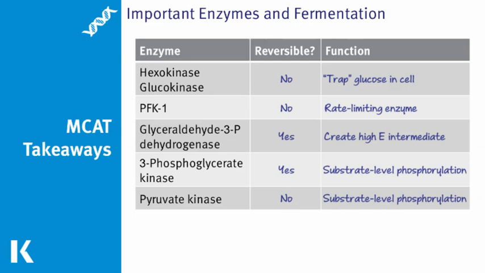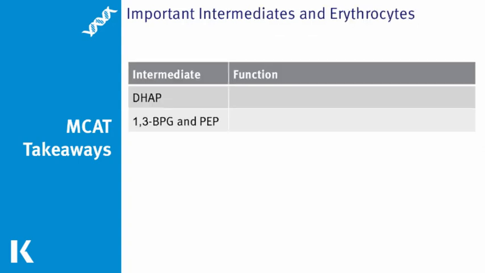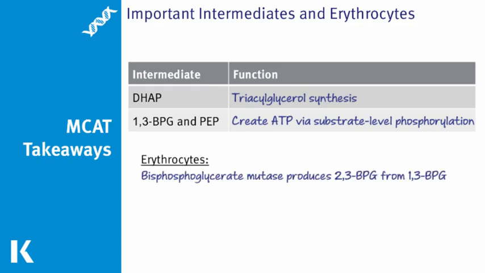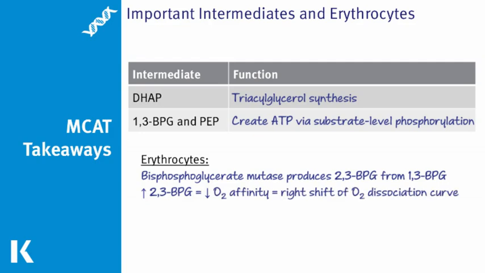Once glycolysis is finished, fermentation allows us to regenerate NAD+ in anaerobic conditions. We identified 3 and only 3 important intermediates and grouped them by function in triglyceride synthesis and ATP generation. We also saw a derivative of 1,3-bisphosphoglycerate, 2,3-bisphosphoglycerate, that was especially important in red blood cells, where it decreases hemoglobin's binding affinity for oxygen.